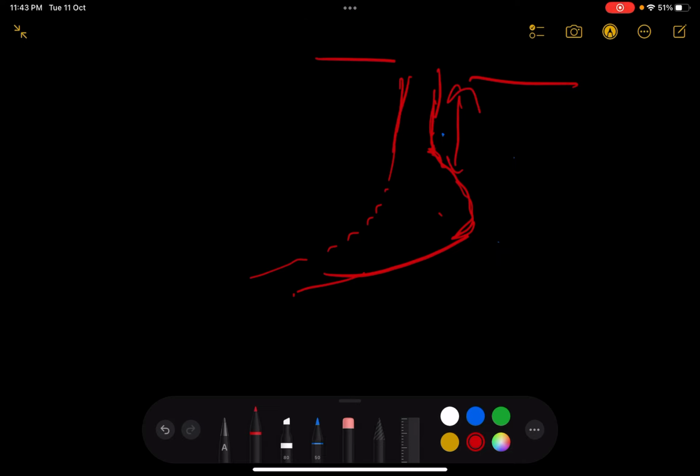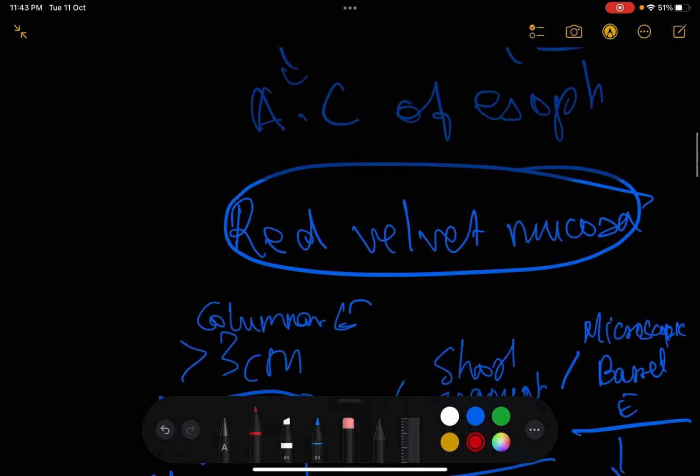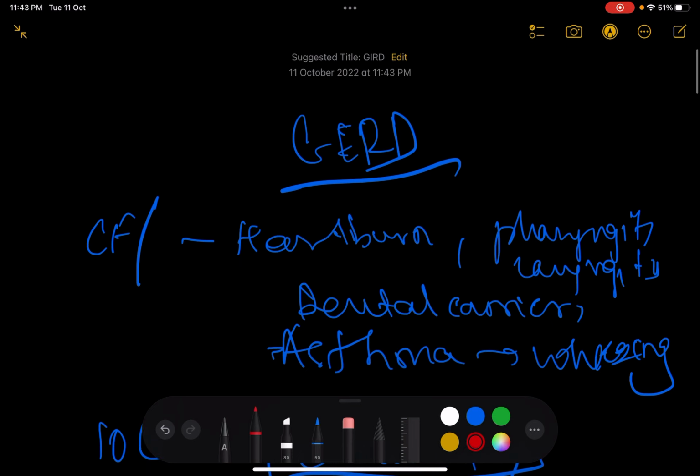We said this is now lengthened, but initially the esophagus was only this much length. I think that's about it for GERD and its complication, that is the Barrett esophagus. Thank you.